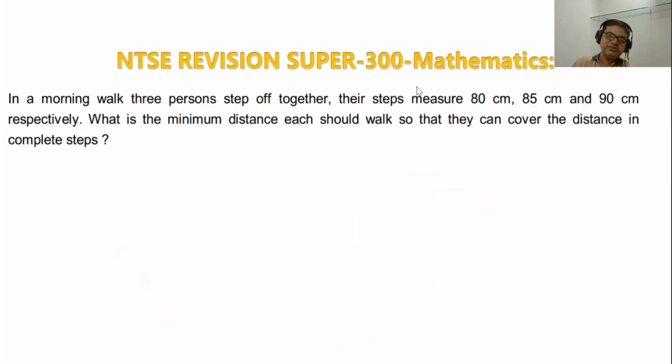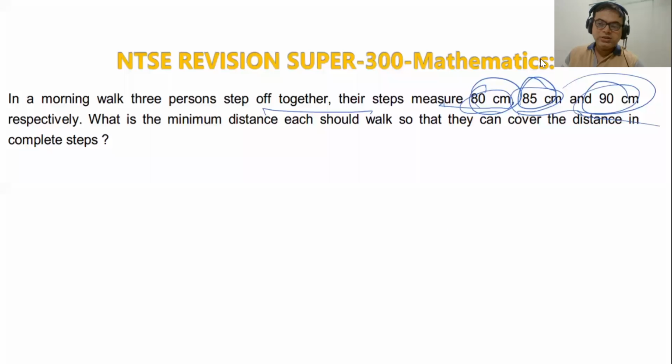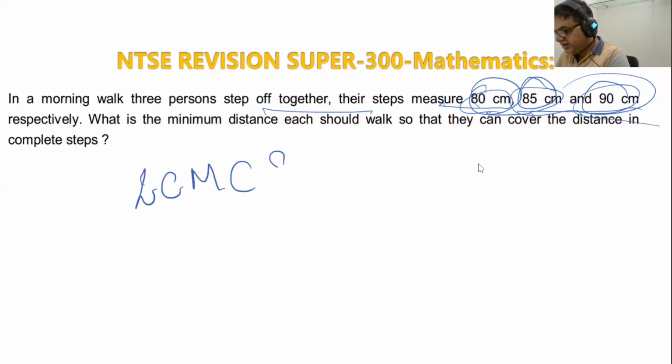Okay, this is the next question. Please try to solve it. You are having 2 minutes time. This is one thing. The distance will be a common multiple of 80, 85 and 90, and since the minimum word has been used, so it will be the lowest common multiple of 80, 85 and 90. Now my task is I want to calculate LCM of 80, 85, 90.